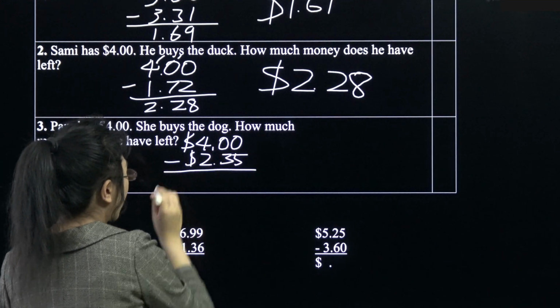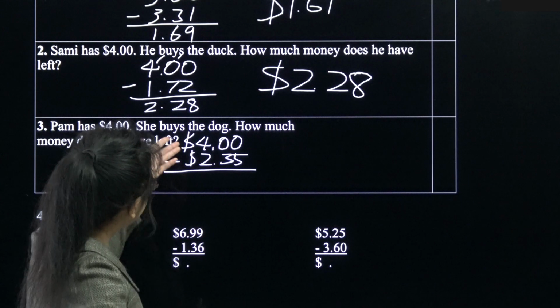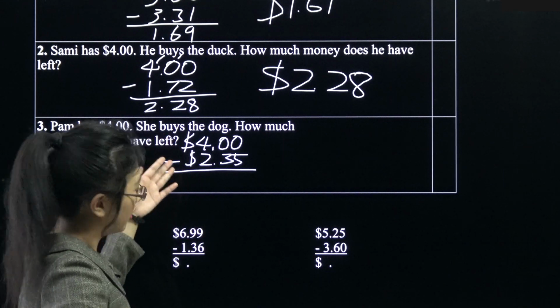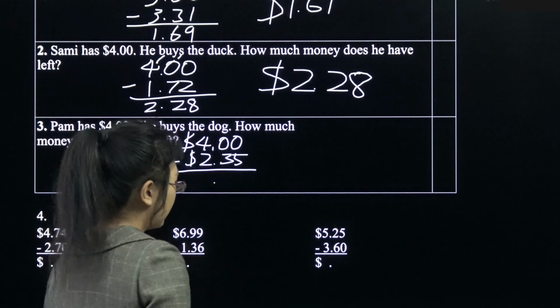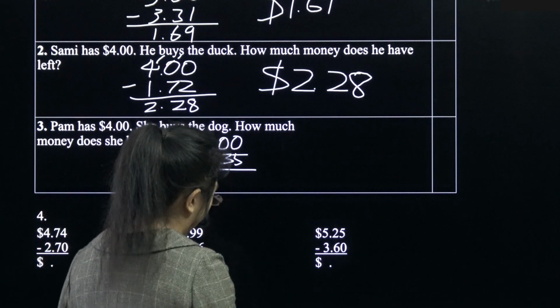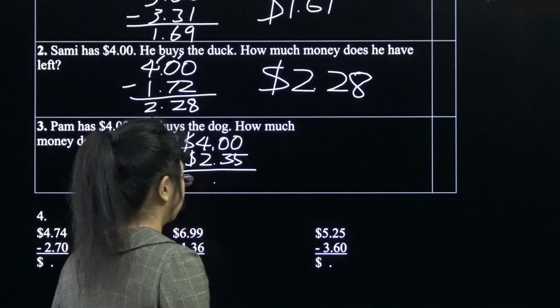It is recommended that if you draw the dollar sign in the first one, you should probably also draw the dollar sign in the second one. Probably. Some teachers are very, very strict on this.